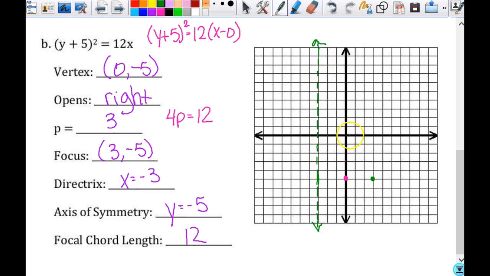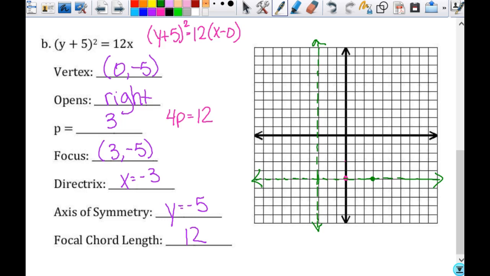Then you can get it from this. That means that 3, negative 5 is my focus, and x equals negative 3 is my directrix. Has to be a vertical line. Axis of symmetry then also has to be here, which is y equals negative 5. So I can get it from the graph, or I can figure it out and then graph it. But those two things have to jive, right? And then my focal chord length is 12.